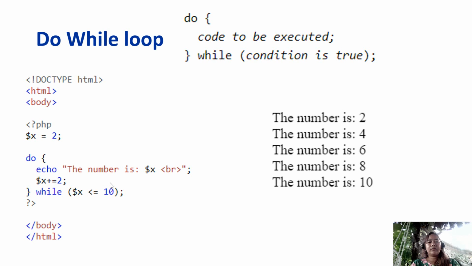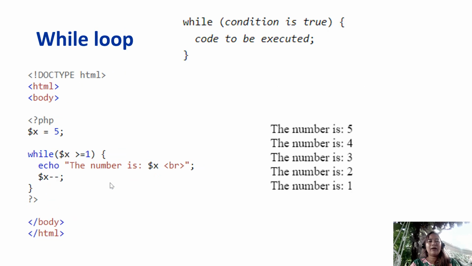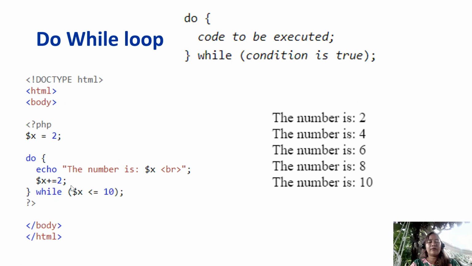Now let's move on to do while. In a while statement, you first check the condition and then perform. So there's really a possibility that you don't get to perform the statement or the statements inside your open and close braces, not even once. But in a do while statement, you perform first and then you check.